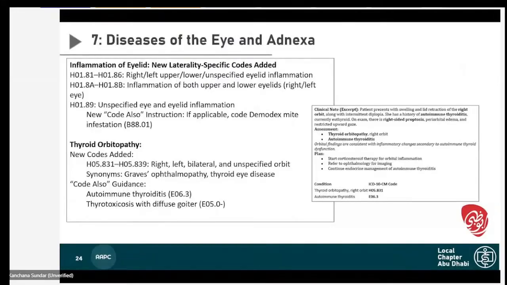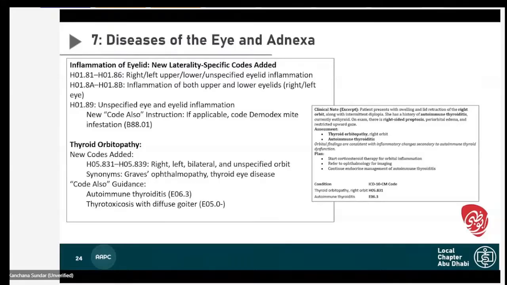So in the eye and adnexa, there is nothing huge change here. Inflammation of eyes, according to their laterality and specific codes, has been changed. And of course, with laterality, upper, lower, unspecified, the code number is increased in this inflammation of eyelids. So please be aware that the condition is to be coded appropriately when it comes to inflammation of eyes.